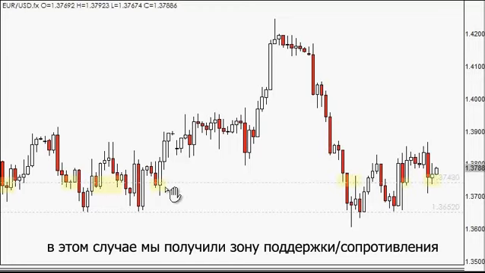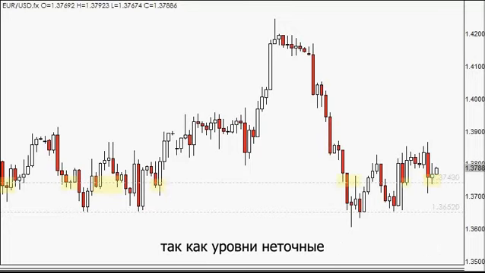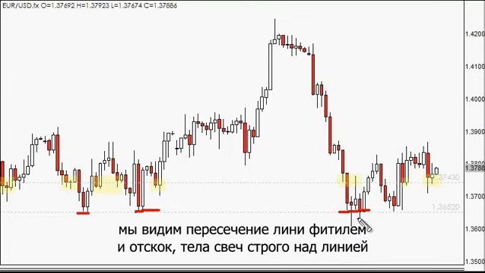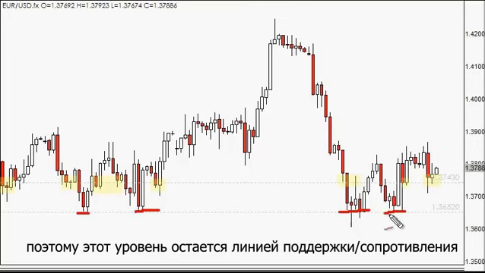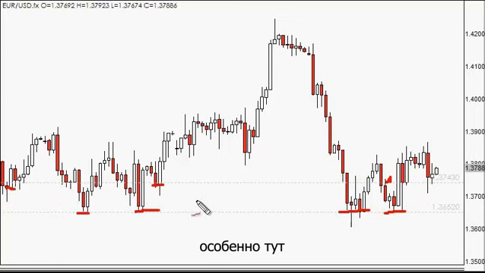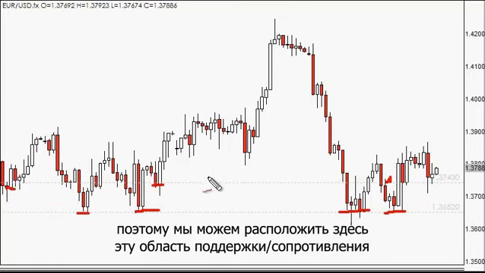Now this is clearly going to be a support resistance zone because we're not getting those precise bounces. Down here, we're getting precise bounces from this line. This one, the wicks did break below, but the bodies bounced precisely from the line. So this can remain a support resistance line, whereas this is more of a zone because we're not getting those direct bounces. I mean, sometimes the bodies break below slightly, especially here. So we could place the support resistance area here, but we'd probably mark it as a support resistance zone.